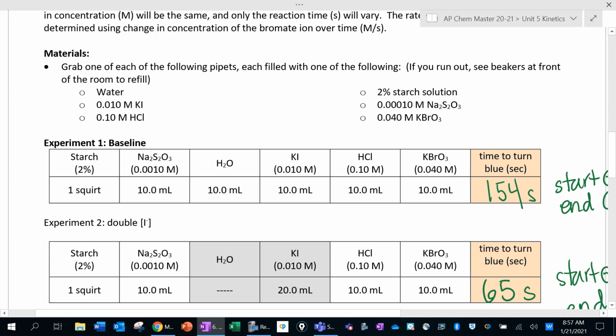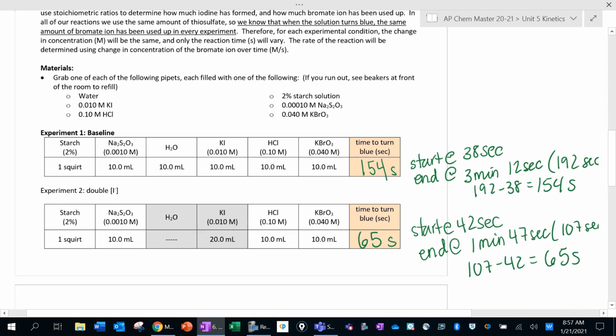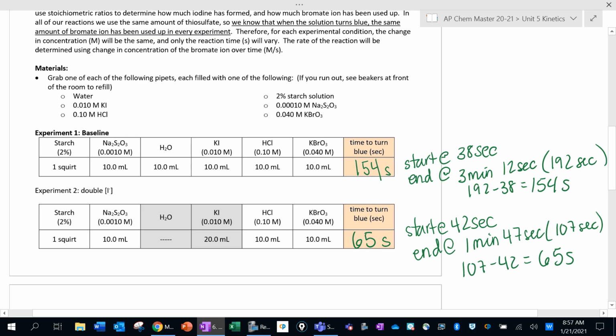Okay, so there were 4 beakers that he had set up in the video, and the idea is that we want to watch the video and use the actual time points from the video itself to figure out how long the reaction took. And so my time points might be different from yours depending how we judge this, but they should be in the same ballpark, maybe within plus or minus 5 seconds, I would think. So for the baseline, I measured that the reaction started at 38 seconds and it turned blue at 192 seconds.